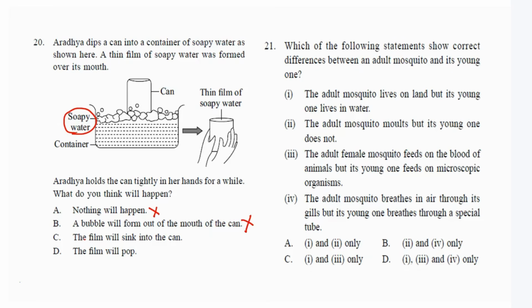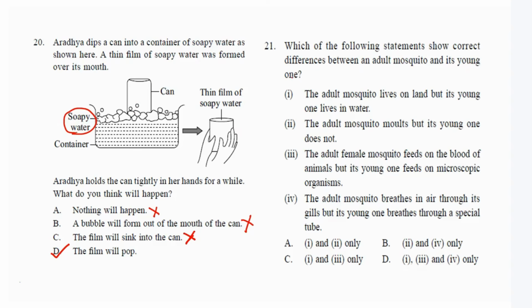The third option says the film will sink into the can. This is also not possible, right? The film cannot sink into the can because we are not giving any upward pressure from this. The third option says the film will pop. This is the correct answer because after touching the soapy water, the film will be produced, and as she is holding it for some time, after some time, the thin film that is formed by the soapy water will pop. So D is the correct answer.